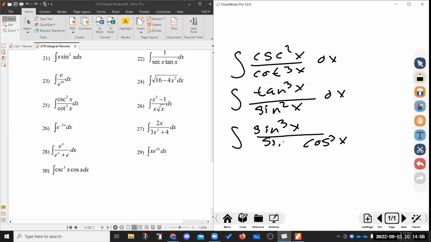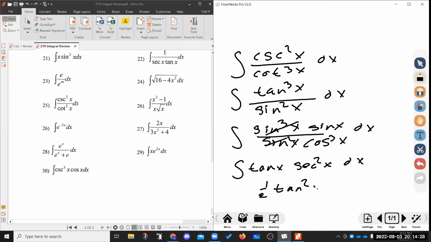There's an extra sine squared here. That gives me a sine. Sine over cosine is tangent. Cosine bottom squared is secant squared. Derivative of tangent is secant squared. So this is 1/2 tangent squared x plus c.